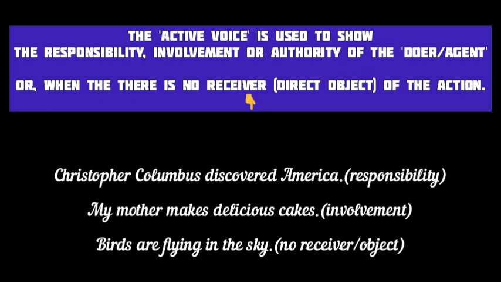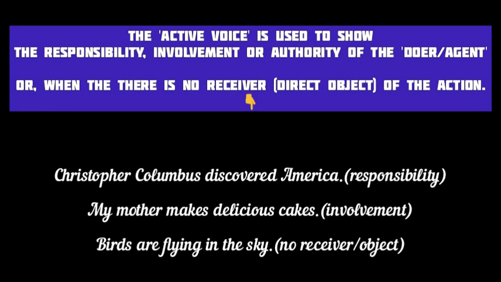You see, we use the active voice to show the responsibility, involvement, or the authority of the doer or performer of an action. In this way, we show the greater importance of the doer or performer of an action than its receiver in a sentence. In active voice, the doer or performer of the action is the subject of the sentence occurring at its beginning, so it draws the attention of the listener first.